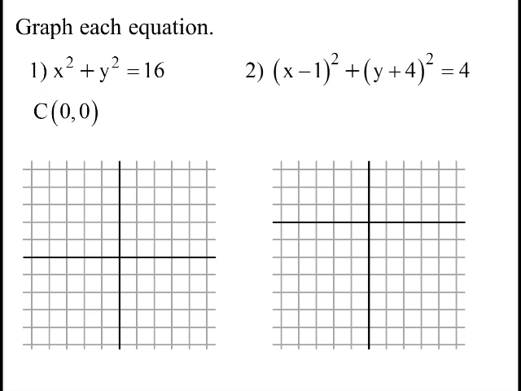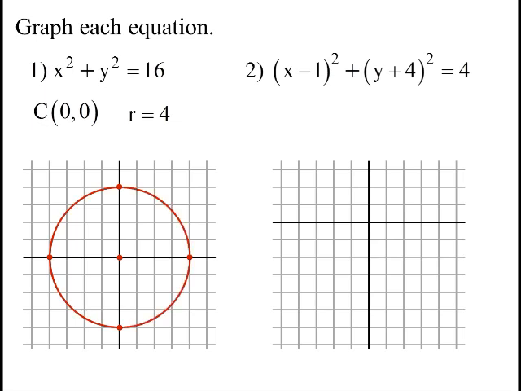The center on the first one is (0, 0), because there is no apparent h, k value. So it's x minus 0 squared plus y minus 0 squared equals 4 squared. That means your radius is going to be 4. And you just plot the points on your graph, draw your circle, you're done.